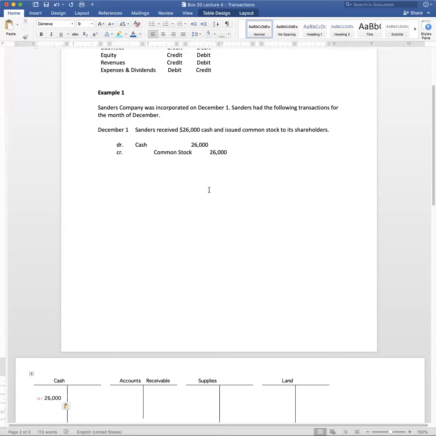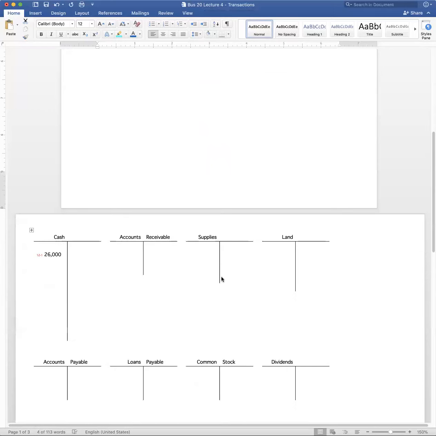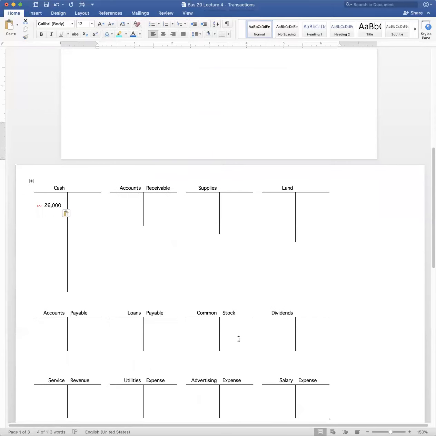Okay, now we only did half the entry, right? We put the cash debit of 26,000. Next, we're going to do the common stock credit of 26,000. Now remember, common stock is an account here in the equity section, and it has a credit. Credit means right side. So in the common stock account, we are going to credit common stock for 26,000.